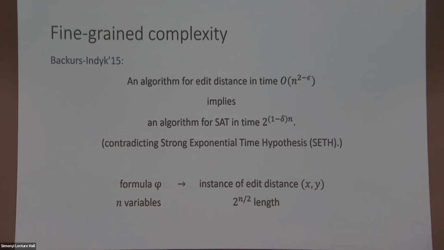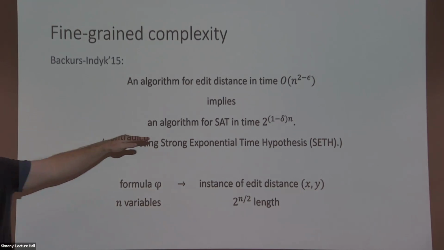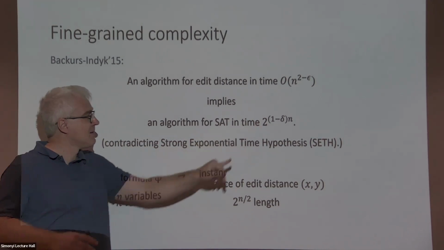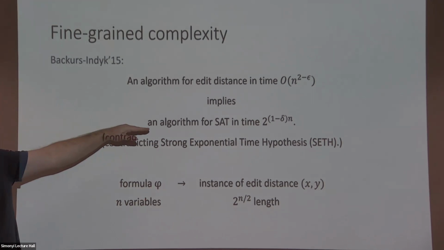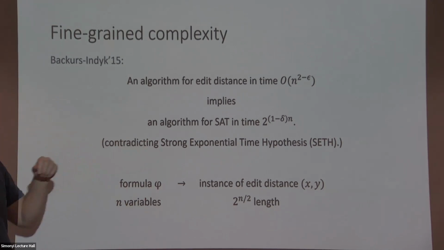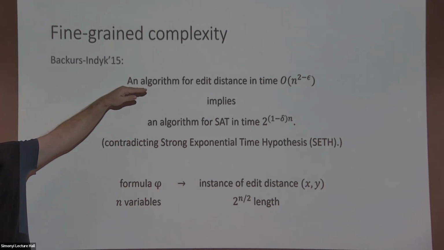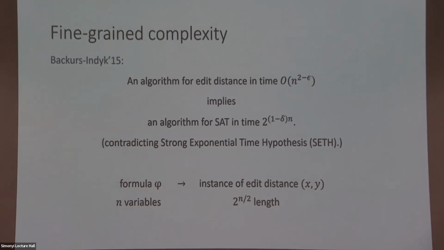SAT is satisfiability, formula satisfiability. And it turns out that many people are trying to improve this algorithm, and we don't know how to do that. So there is even a conjecture that you cannot do that. Assuming that conjecture, which is called the strong exponential time hypothesis, you cannot improve this algorithm. So this quadratic algorithm is optimal under this. I really like this.